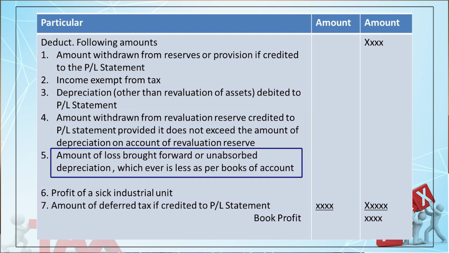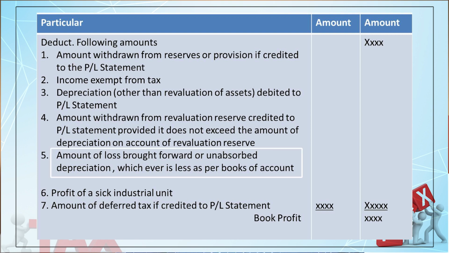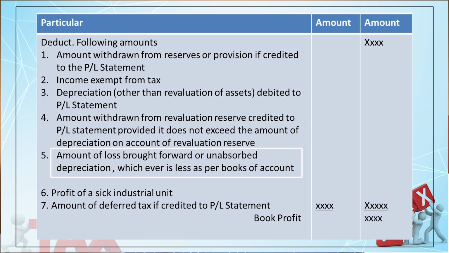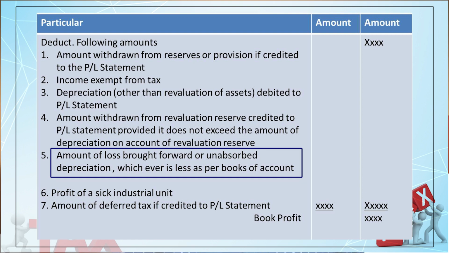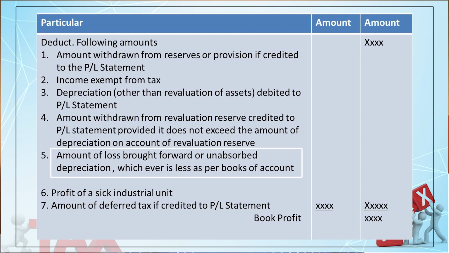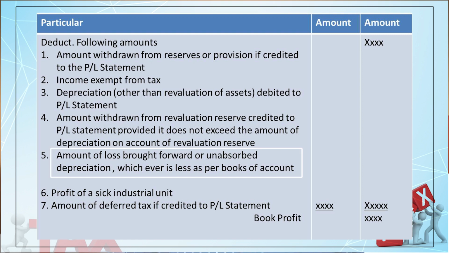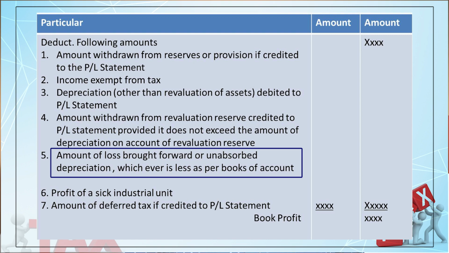Then the amount of loss brought forward or unabsorbed depreciation whichever is less as per the books of accounts. Now, we have to keep in mind two items, the amount of loss and unabsorbed depreciation. For the amount of loss, you have to consider only the amount of loss before depreciation. If there is no amount of loss, then nothing is to be deducted, because the amount of loss or unabsorbed depreciation whichever is less, if one amount is absent there, the nil will qualify for deduction.